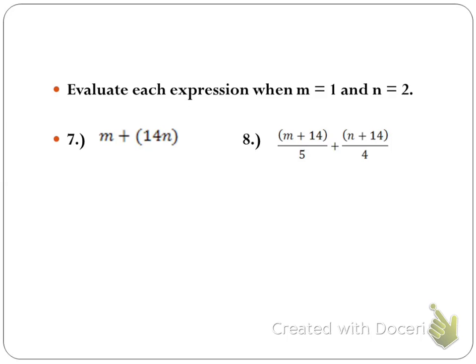Same steps as before. We're going to substitute and then simplify. So instead of m, I'm going to write 1 plus... Good. I heard someone say 14 times 2. Remember, we don't want 142. We want 14 times 2. Just like we've been doing, we start in our parentheses. 14 times 2 is 28. Everything else stays the same. 1 plus 28 is 29. Good job.